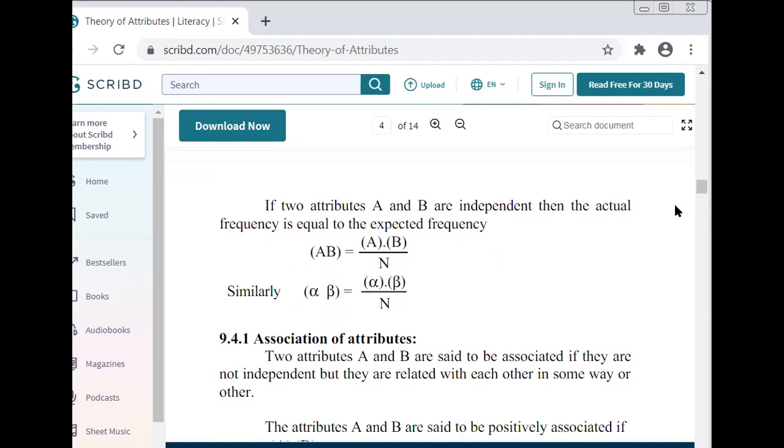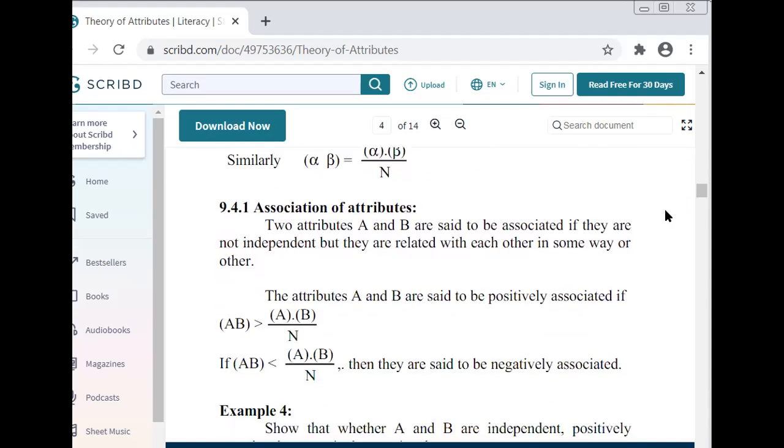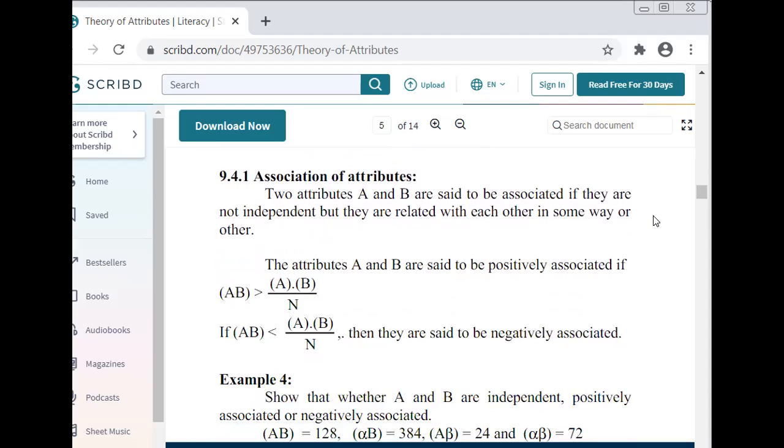So next, association of attributes. I think last class I showed the different formulas in the association of attributes. Two attributes, capital A and B, are said to be associated if they are not independent, but they are related with each other in some way or other. Independent means the LHS equals the RHS. But here, how many types of associations are there? Positively associated and negatively associated.